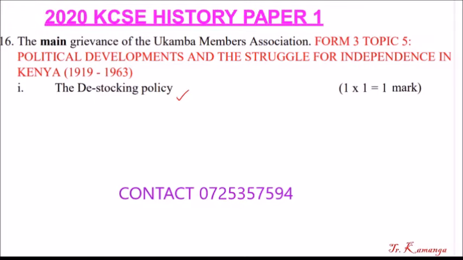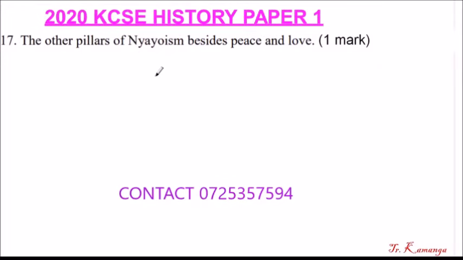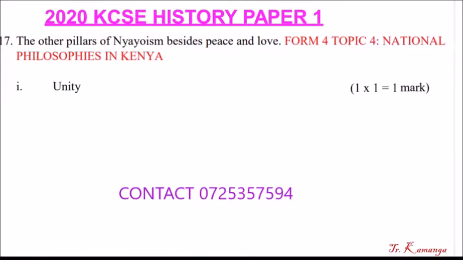We go to question number 17. The other pillars of Nyayoism beside peace and love, and you get 1 mark. So what is this pillar? Form 4 Topic 4, National Philosophies in Kenya. The pillar was unity: peace, love, and unity. That was the slogan of the Nyayoism.